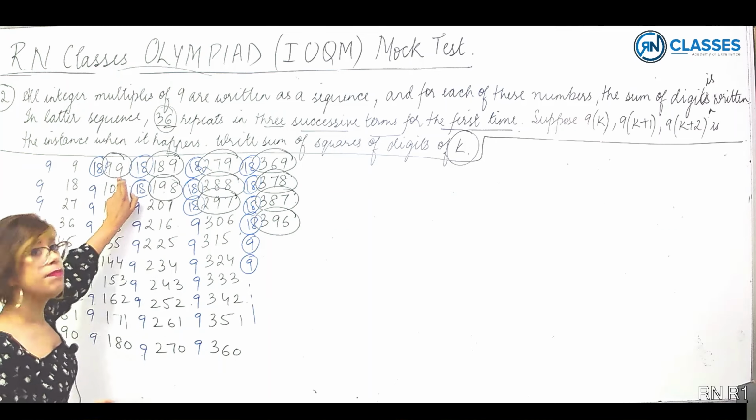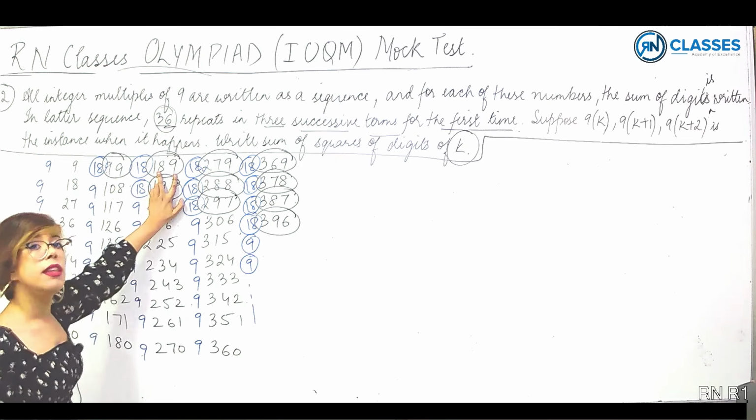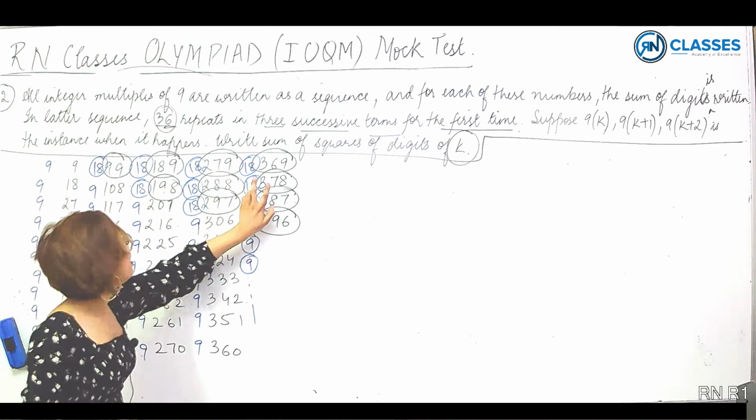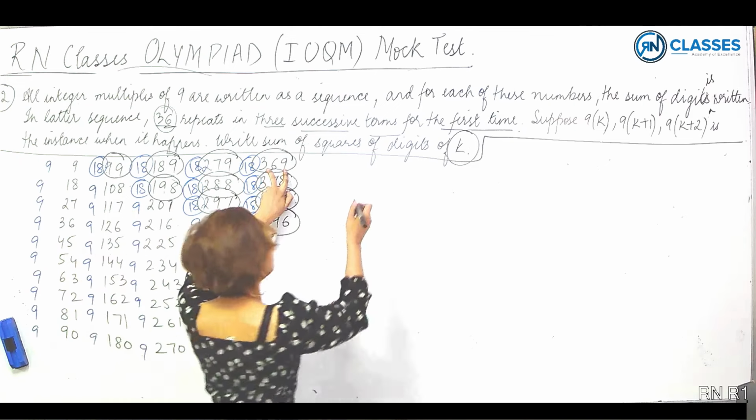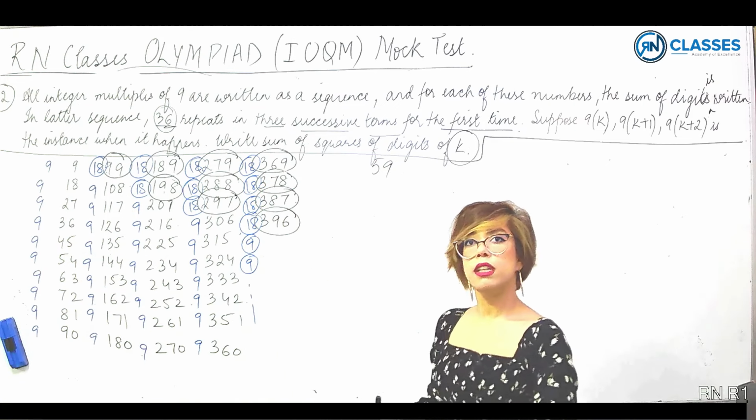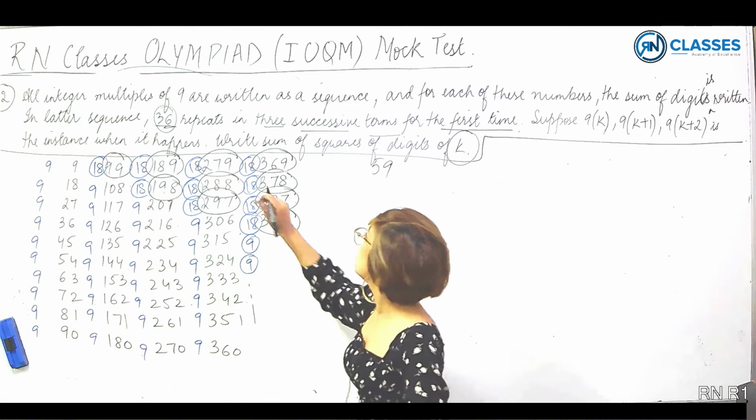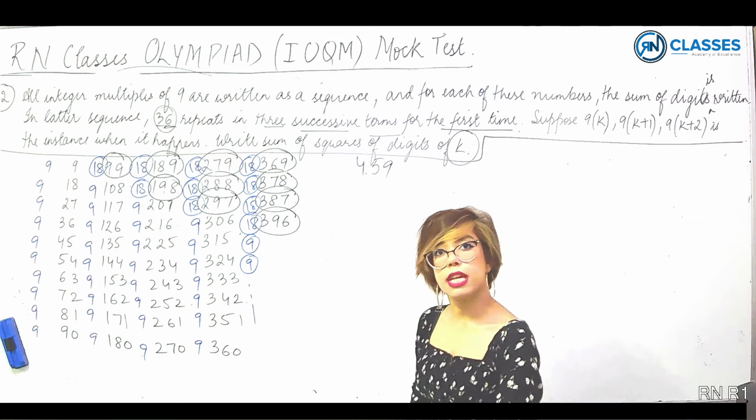यहाँ पे 9, then 89 पे गया, then 79 पे गया, then 69 पे गया. Next कैसे जाएगा? 59. Obviously 1, 2, 3, 4. Check करें sum of digits 18.